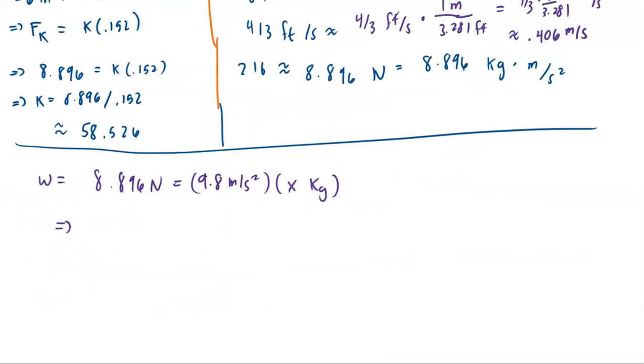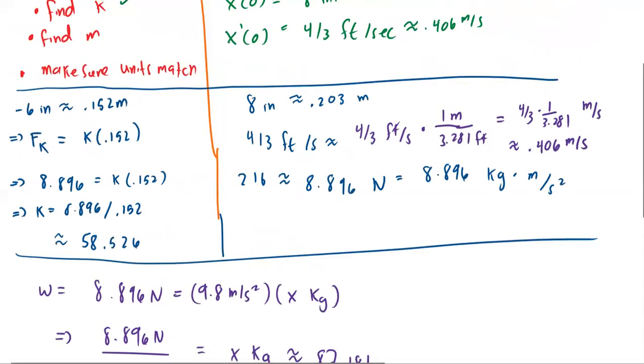Divide both sides. So we get 8.896 newtons divided by 9.8 meters per second squared, and this is going to be equal to X kilograms, which we're going to approximate. Again, I don't want to write it with more than 3 decimal places. So 8.896 divided by 9.8, I get 0.908. And you can know that the units are correct. You know this is kilograms because newtons is kilograms times meters per second squared. Divide by meters per second squared, and you're only left with kilograms. So you know that the units match, and that's our mass.